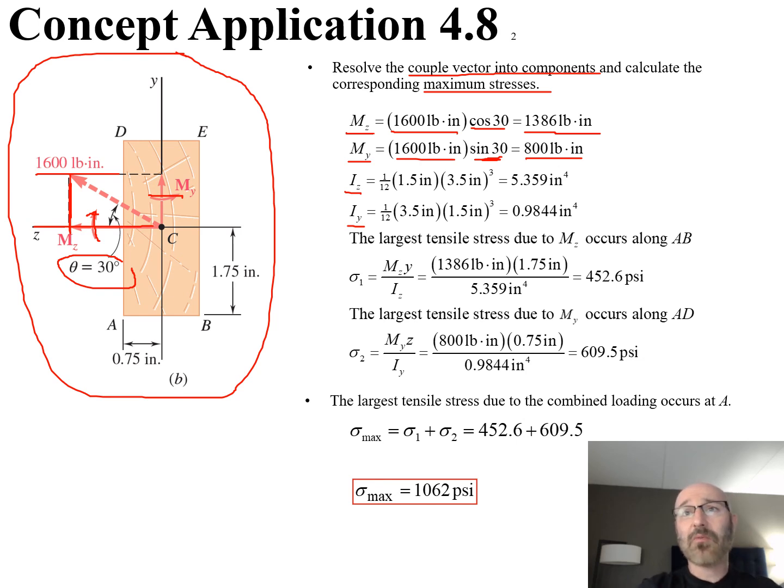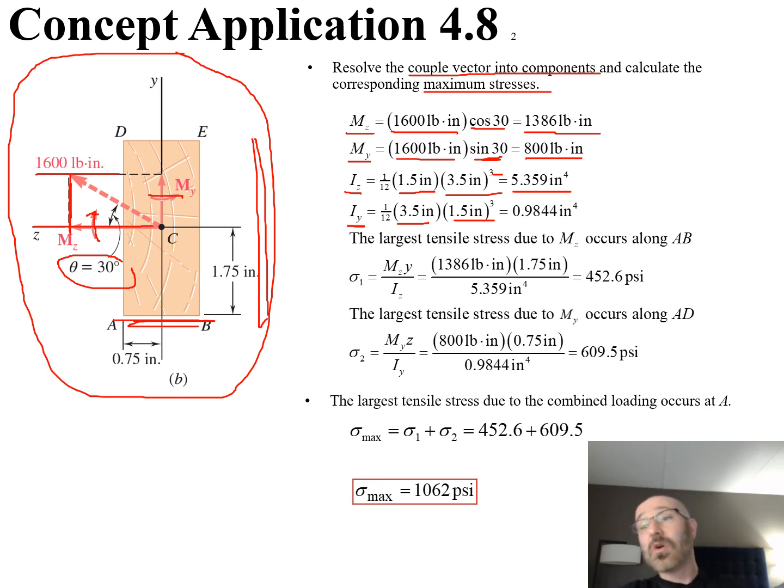So in our z direction here, we have 1/12, our base, which is our 1.5. If you recall, our 1.5 goes from A to B. So then we can say, along that, times our value for 3.5, our total height, cubed. So our I sub z is going to be 5.359 inches to the fourth. And then we do the same thing for I sub y, 1/12 now of our value 3.5, as that alternates now, times our value of 1.5, this distance, cubed, is equal to 0.9844 inches to the fourth.